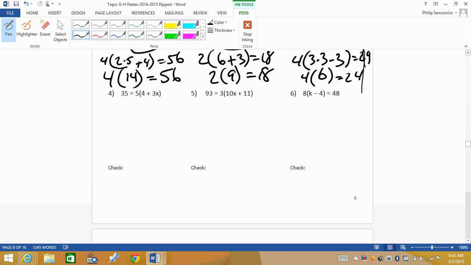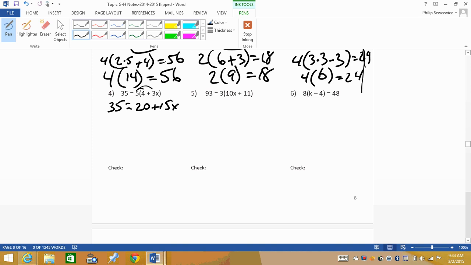So once again, hello distributive property. If you notice, this time the distributive property is on the right-hand side, which is fine. There's nothing to do with the 35, but there is something to do with the 5. So bring down the 35. 5 times 4 is 20. 5 times 3x is 15x.